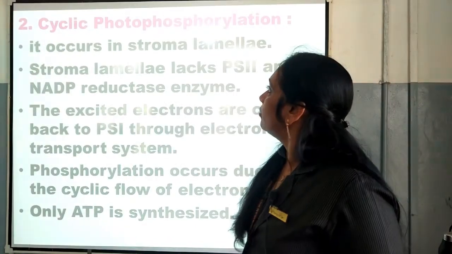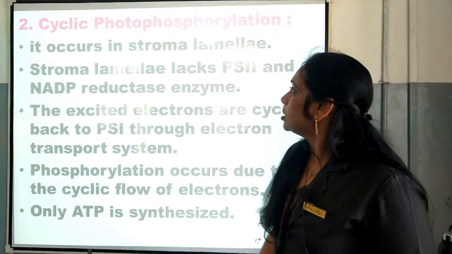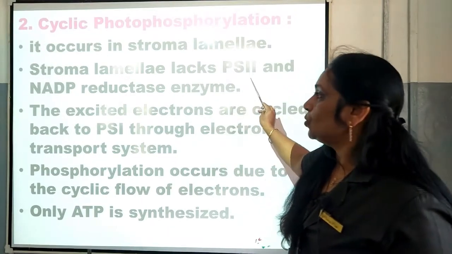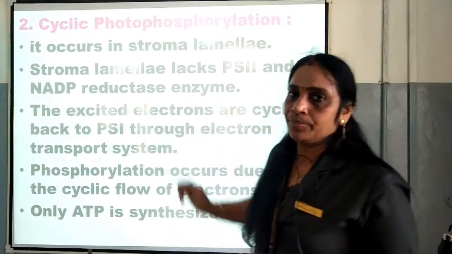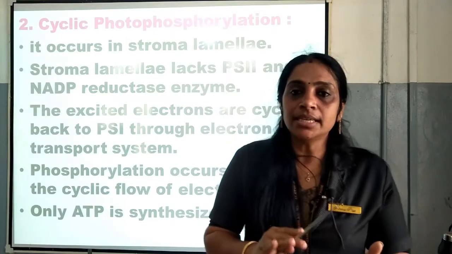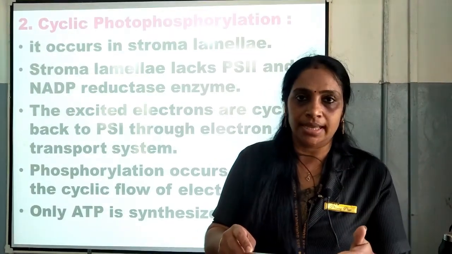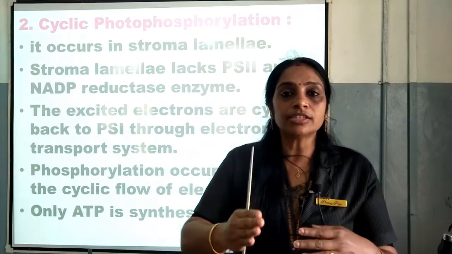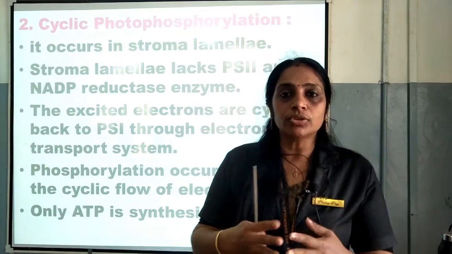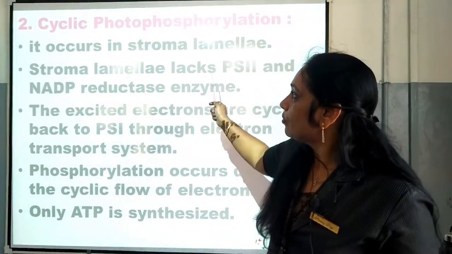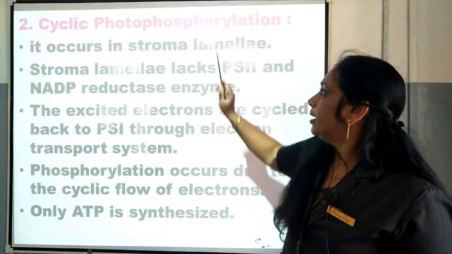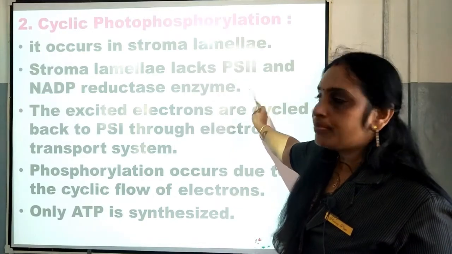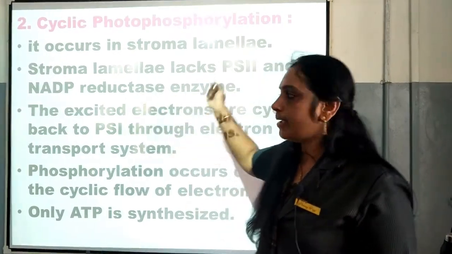Now number 2 is cyclic photophosphorylation. It occurs in stroma lamellae. Stroma lamellae lack PS2 and NADP reductase enzyme. In the case of grana lamellae, we have seen NADP reductase enzyme is present and the PS2 system is also present. That's why there both the PS1 as well as PS2 reactions take place. In the case of cyclic photophosphorylation, it takes place in stroma lamellae and it lacks the PS2 system as well as the NADP reductase enzyme.